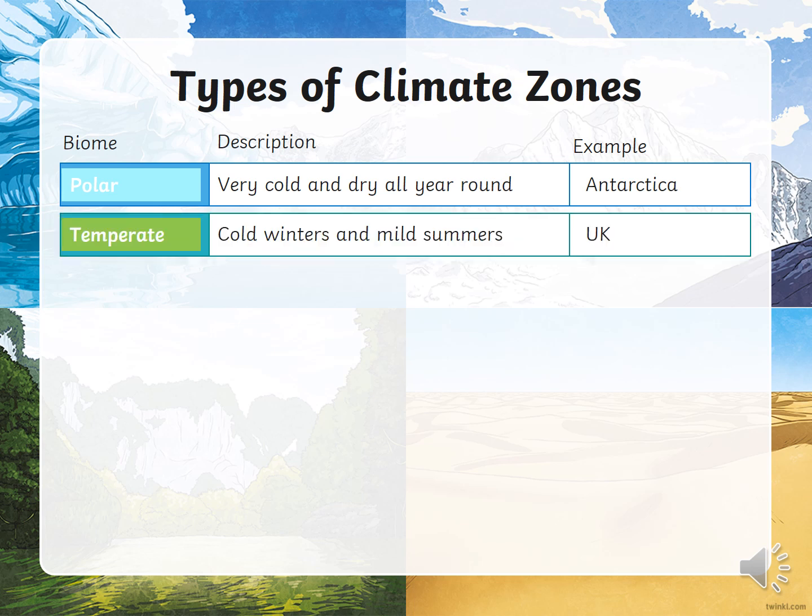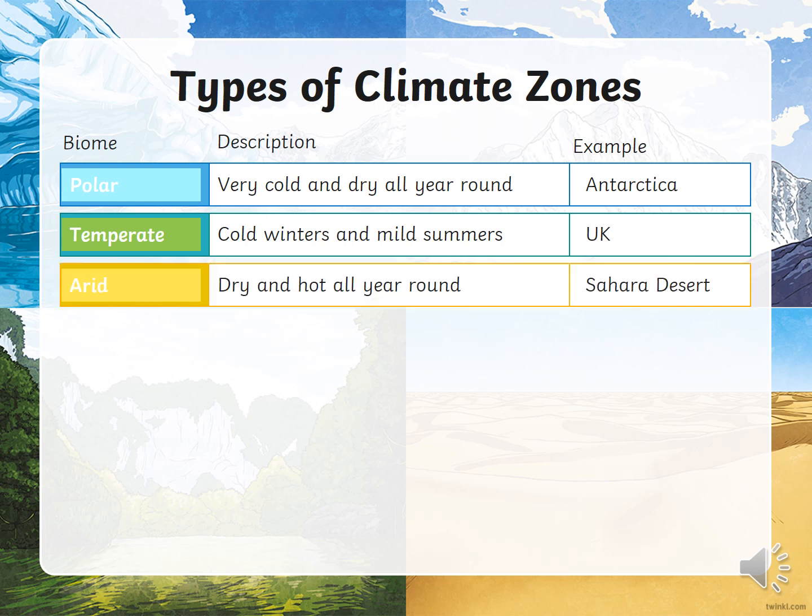Then we've got temperate places with cold winters and mild summers. So temperate is very much the weather that we have here in the UK. We get coldish winters and we don't ever get super hot summers. We have usually mild summers, and that's the weather in the UK.